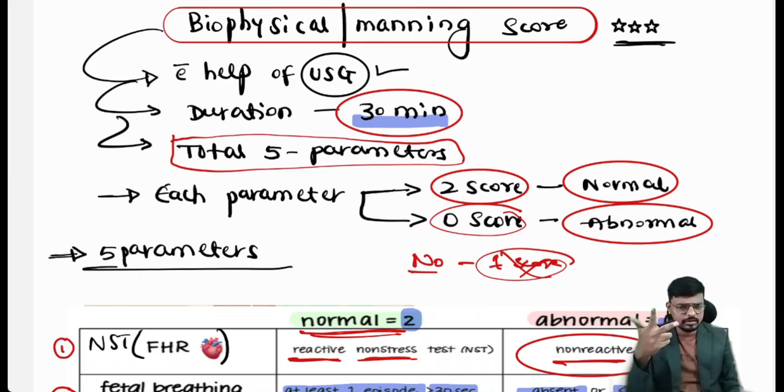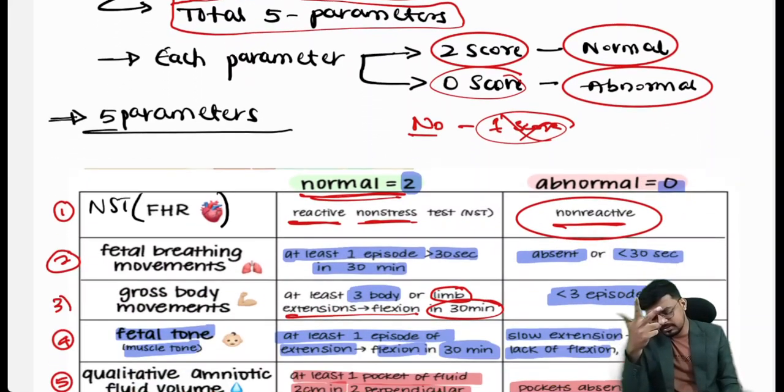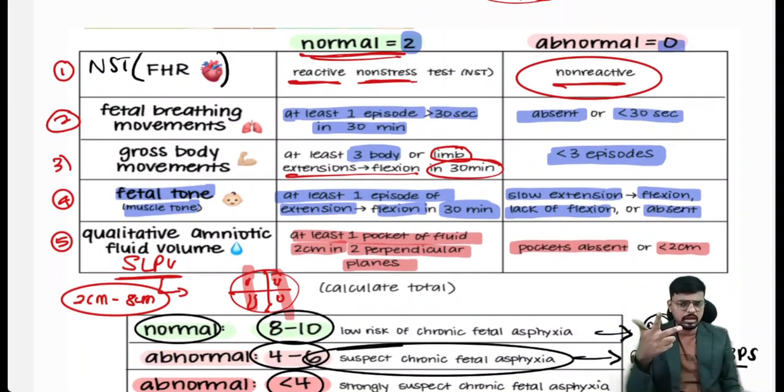T is for tone of the fetus. M is for movement, the gross body movement of the fetus. Then N is for non-stress test, with the help of which we assess the fetal heart rate. So there are a total of 5 parameters.